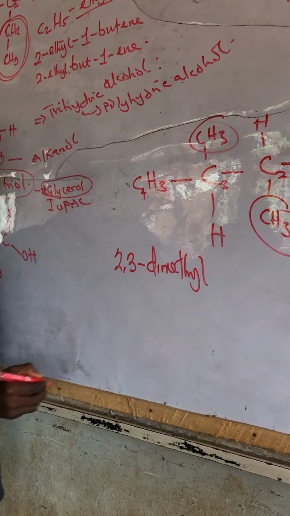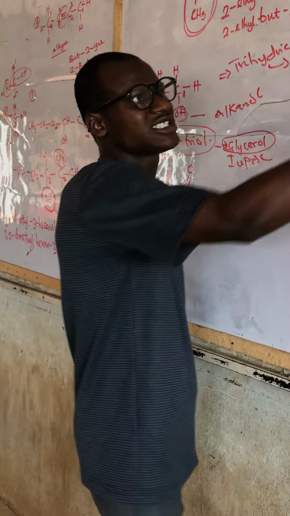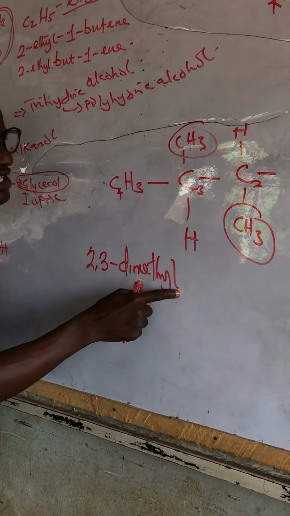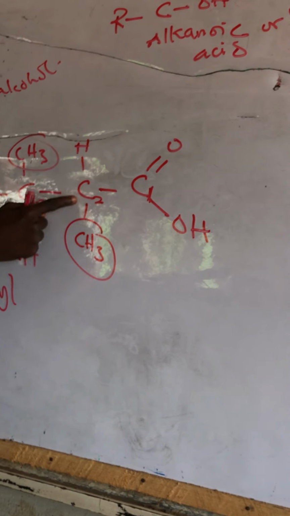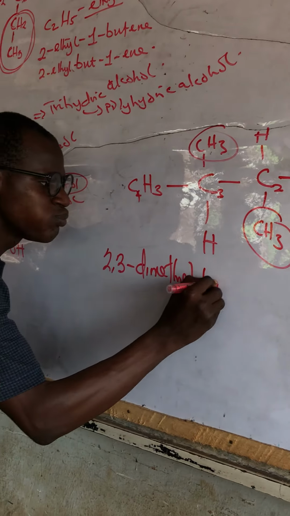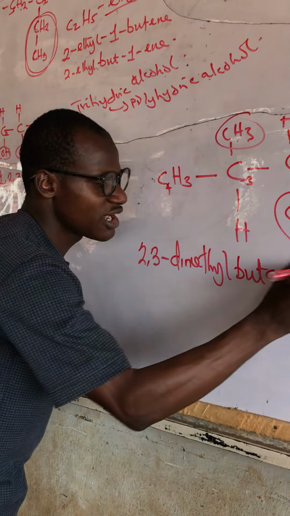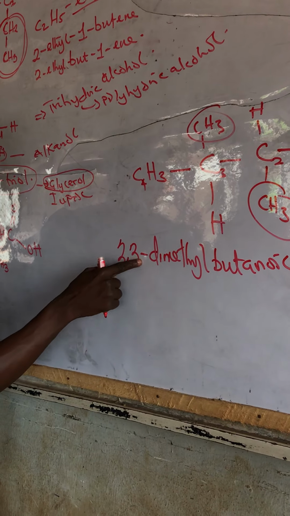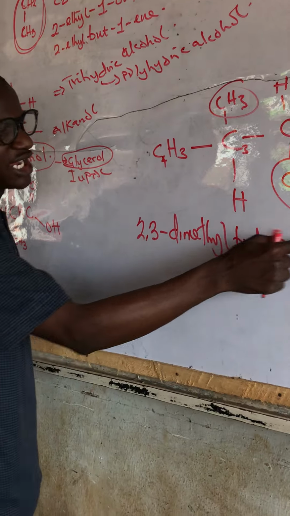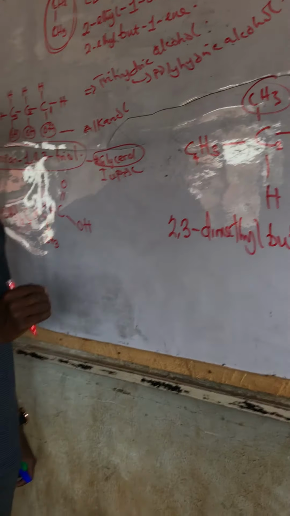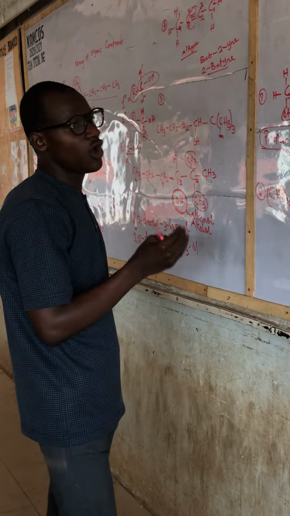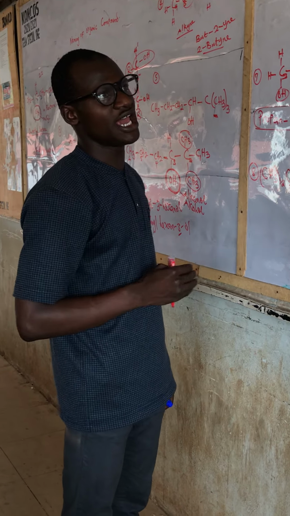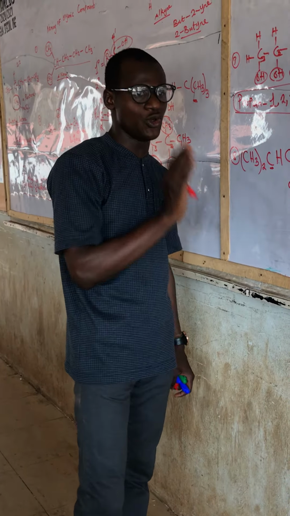So, it is going to be 2,3-dimethyl. The functional group that we are talking about is what? Alkanoic. So 2,3-dimethyl. Our longest carbon chain, 1, 2, 3, 4, it is called butanoic acid. Butanoic what? Acid. 2,3-dimethylbutanoic acid. So this is what the rules of naming some organic structure as picked from the UTME first question. Thank you very much.